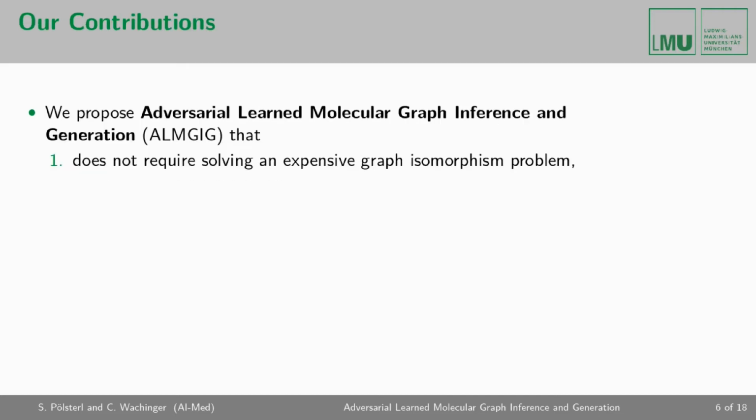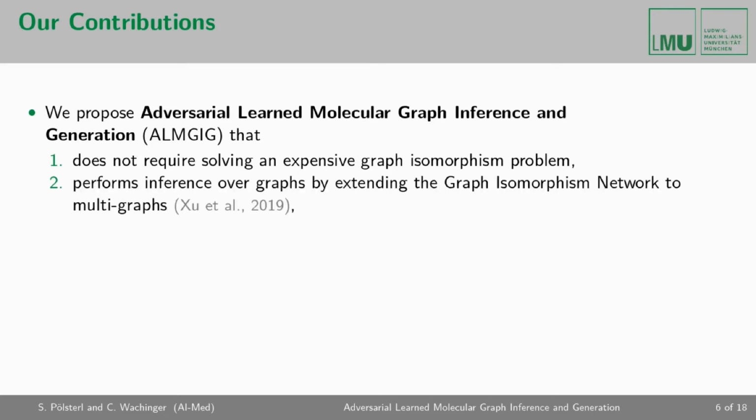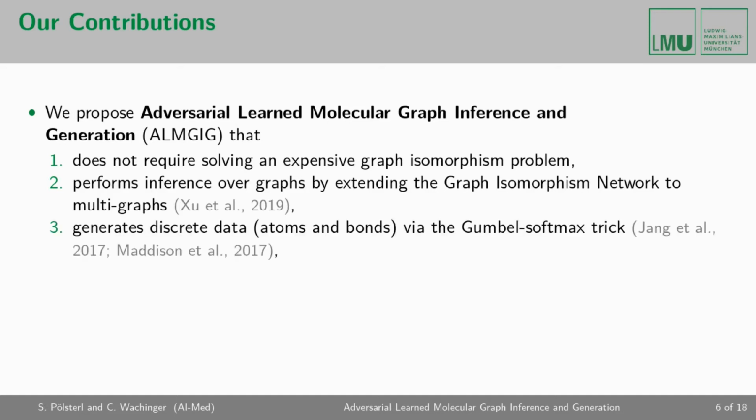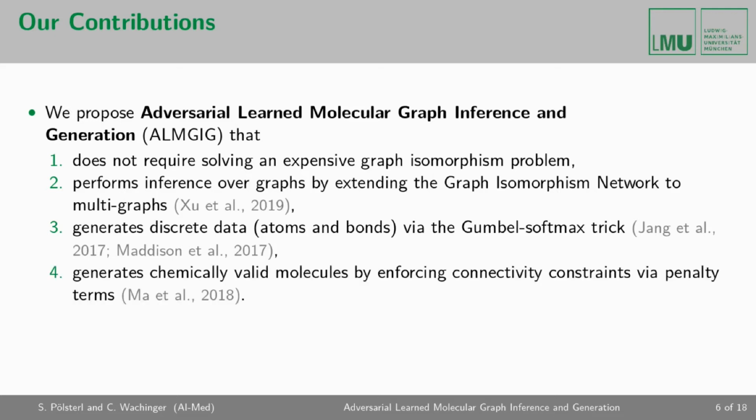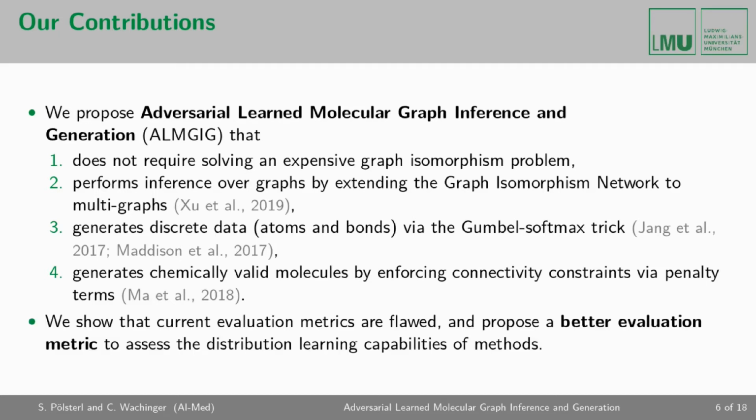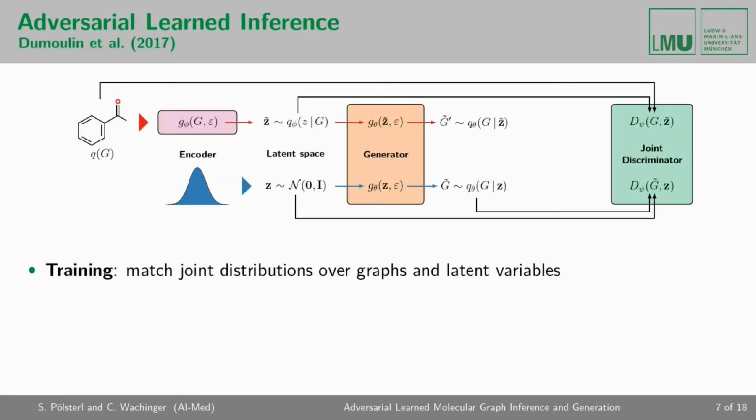In this work, we propose adversarial learned molecular graph inference and generation, or ALMGIG, which does not require solving an expensive graph isomorphism problem. Our encoder is an extension of the recently proposed graph isomorphism network to multigraphs, and our generator uses the global softmax trick to generate discrete graphs. To generate chemically valid graphs, we enforce connectivity constraints during training. Finally, we show that current evaluation metrics are flawed and propose a set of improved evaluation metrics to assess the distribution learning capabilities of methods.